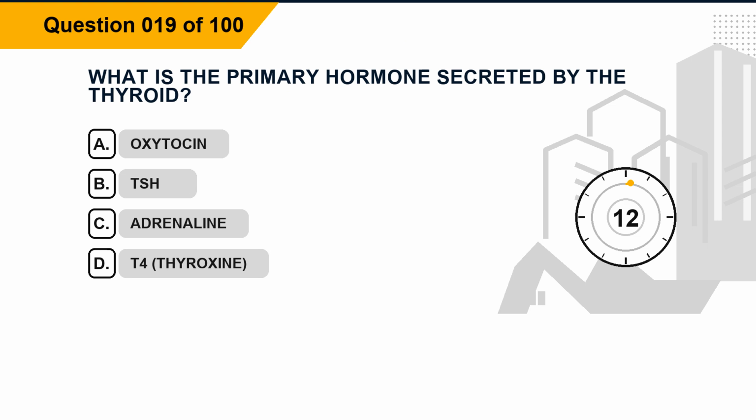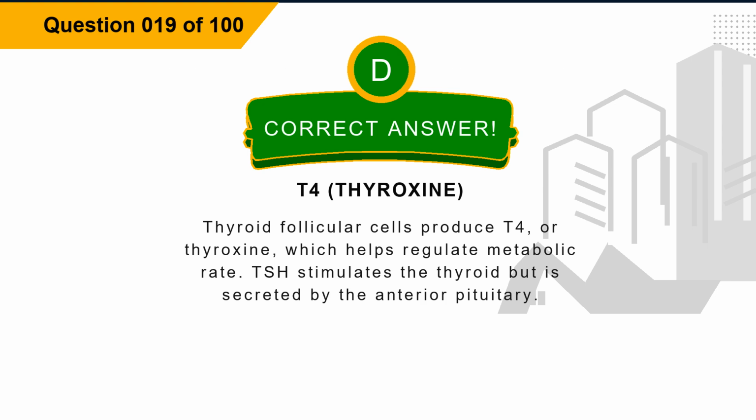Question 19. What is the primary hormone secreted by the thyroid? Option A, oxytocin. Option B, TSH. Option C, adrenaline. Option D, T4, thyroxine. The correct answer is option D, T4, thyroxine. Explanation. Thyroid follicular cells produce T4, or thyroxine, which helps regulate metabolic rate. TSH stimulates the thyroid but is secreted by the anterior pituitary.